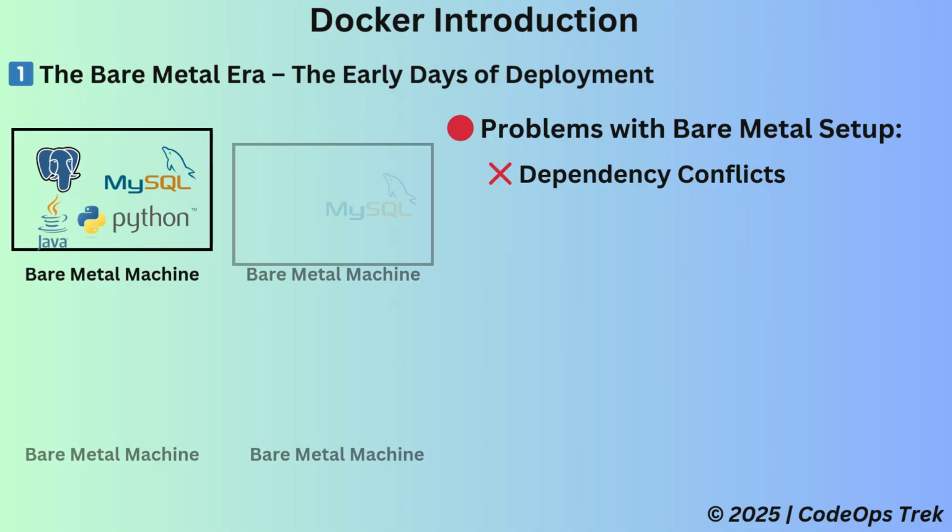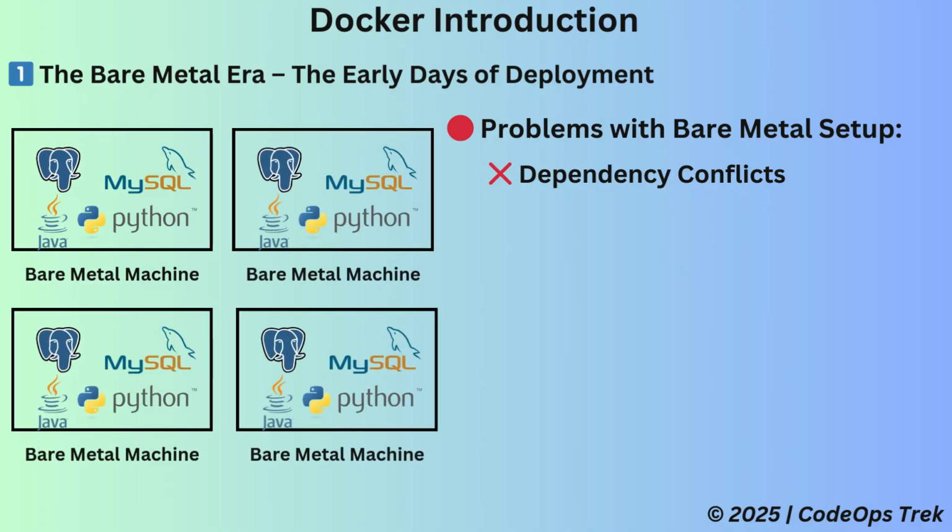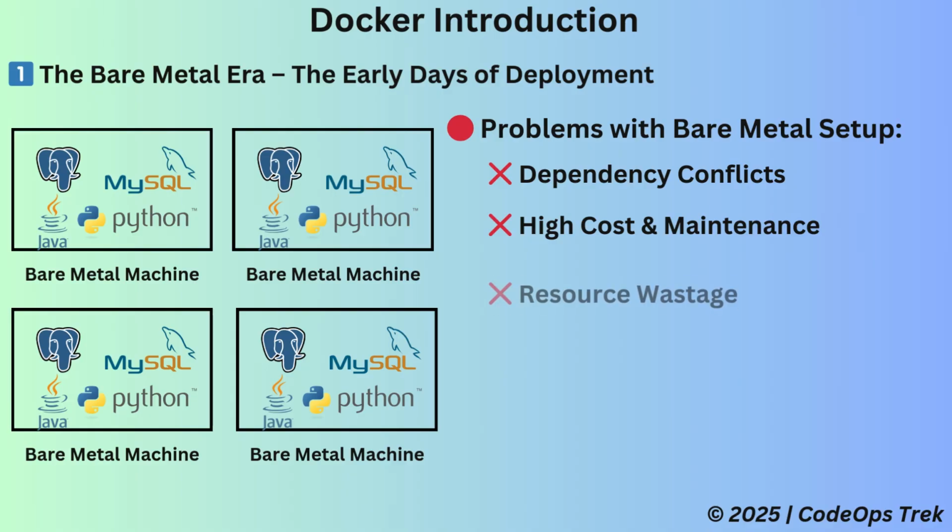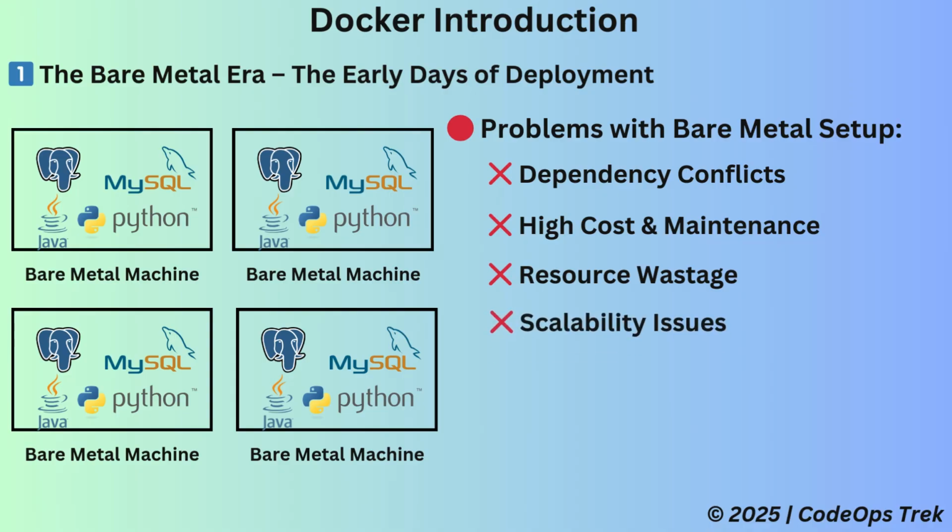To avoid these conflicts, we had to set up multiple bare metal servers, each configured for specific applications. Now, more servers meant higher costs for hardware, power, cooling, and maintenance. Also, many times, servers were underutilized, wasting CPU, RAM, and storage because each machine was dedicated to just one or two applications. Clearly, this was not scalable and led to huge inefficiencies in deployment.